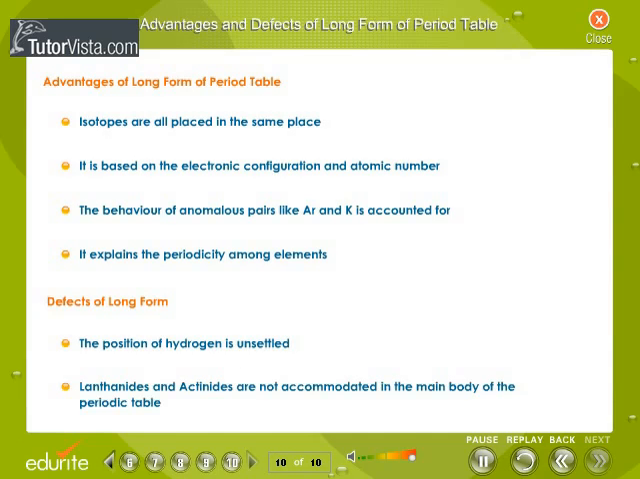Advantages of the long form of periodic table. The long form of the periodic table overcomes most of the disadvantages of the Mendeleev's classification. It accounts for isotope placement and the behavior of anomalous pairs of elements like potassium and argon. However, it does not explain the positioning of hydrogen and does not include the rare earth elements in the main body of the table.